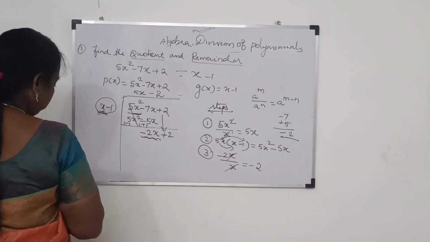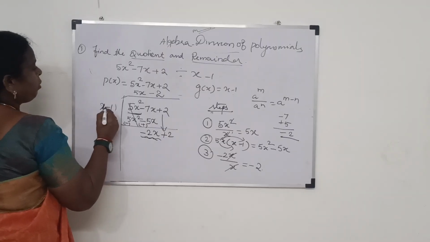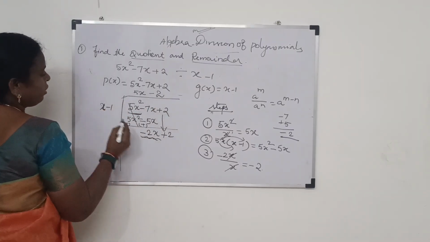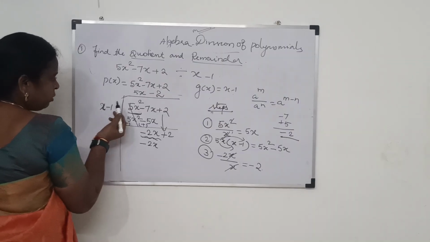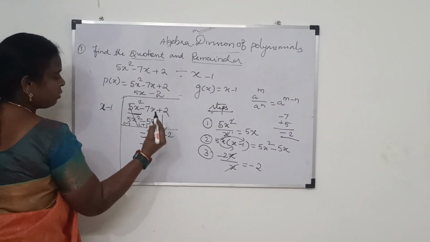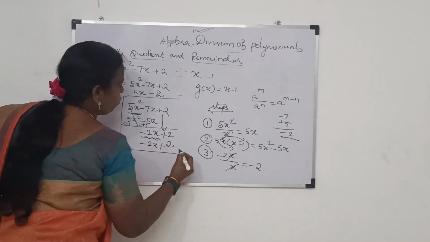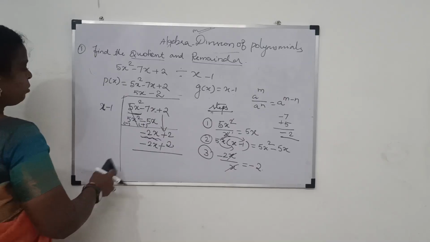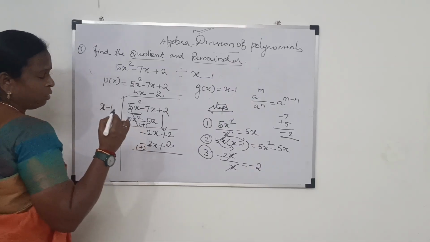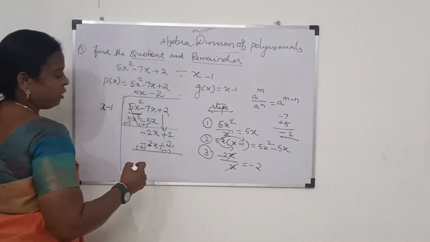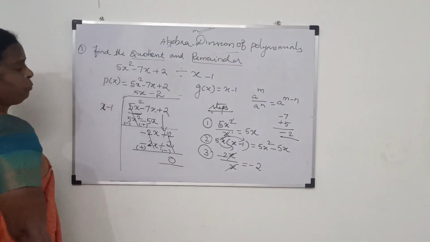If you multiply this, what do you get? Minus 2 into x is minus 2x. Again here minus, here minus, so minus into minus is plus, 2 into 1 is plus 2. To subtract these two terms, what should be done? Change the sign as plus and change the sign as minus, then add these two. So automatically this will cancel and the remainder is zero.